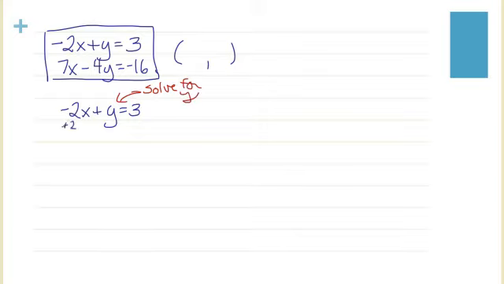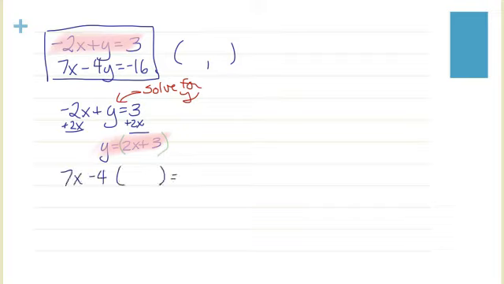To solve for y, we're just going to add 2x to both sides, and we get y is equal to 2x plus 3. Again, that's really just putting a standard form equation into slope-intercept form. So now this equation is just this equation wearing a costume. They're one and the same. And now we have this chunk of stuff that y is equal to. So we can write the other equation, but where there used to be a y, we're going to put this chunk of stuff, right? All that stuff goes where the y was.